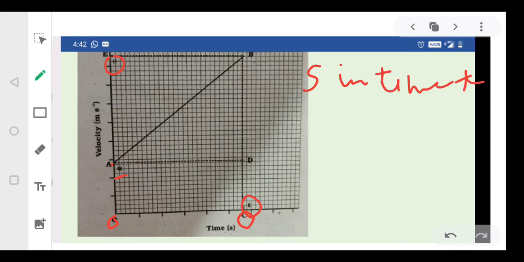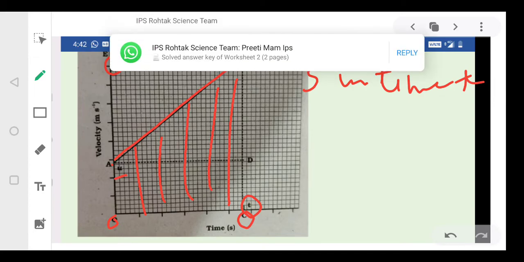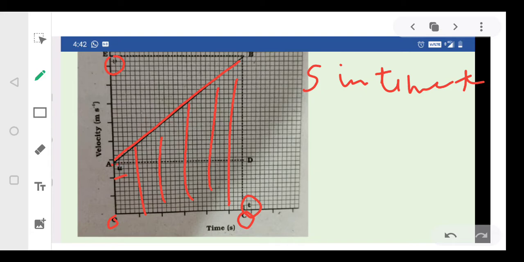Now how will we do that? We have to take area under this line. If we have to take area under the line, we have to take this portion, area under this line. Now this is actually forming a triangle and a rectangle. Now first of all, see in the triangle. The area of triangle is half base into height.